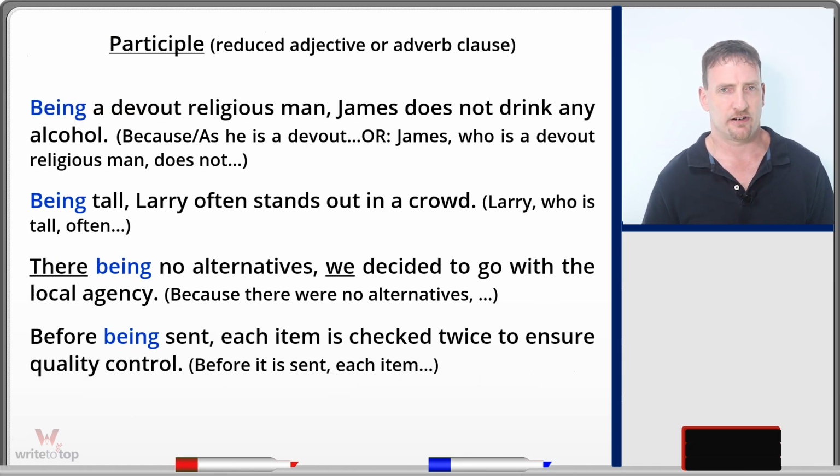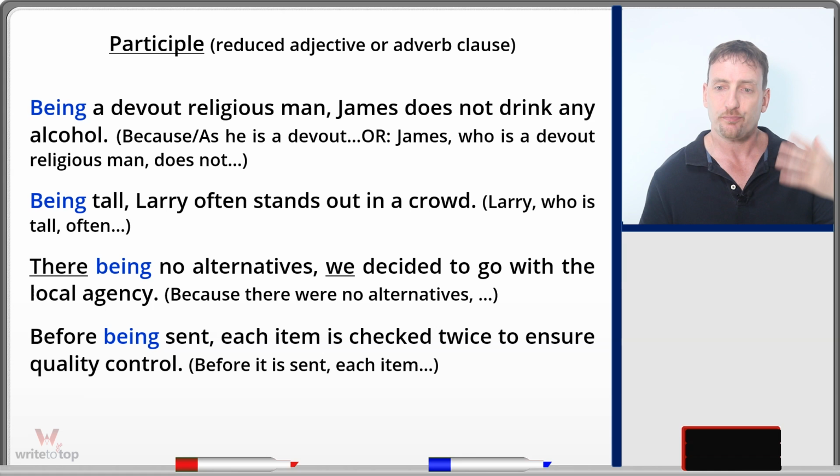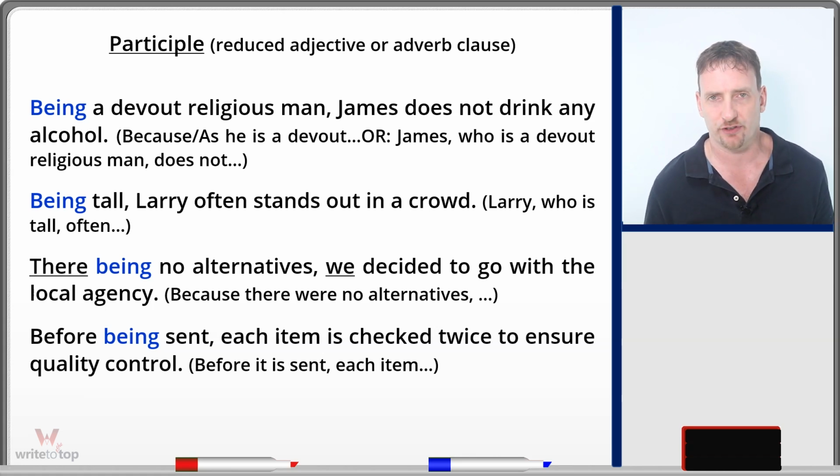Now, participles. Participles are a little bit confusing. You must first understand how to use adjective clauses and adverb clauses correctly. Once you know how to use an adjective clause or an adverb clause, you can reduce it. You can shrink it into a participle phrase. So, being a devout religious man, James does not drink any alcohol. So what we have here is a reduced adjective or adverb clause, depending on what came before or after, depending on the purpose of this sentence.